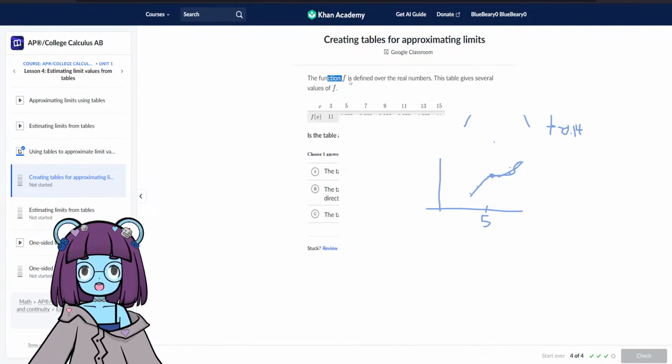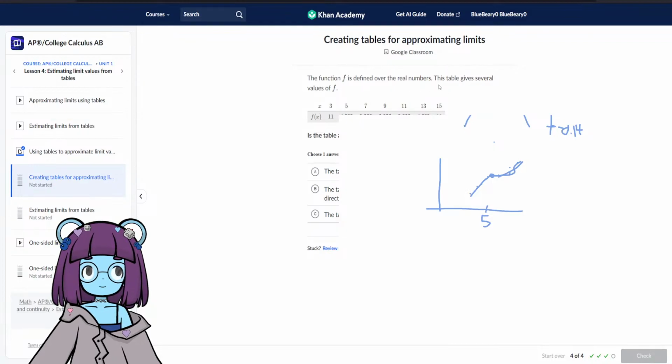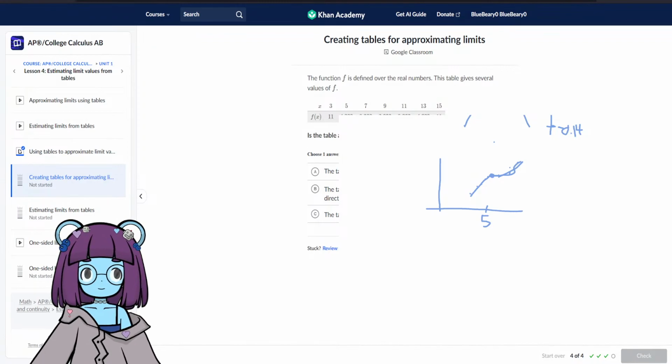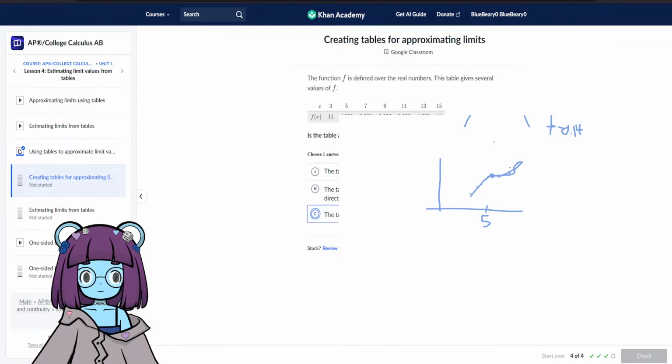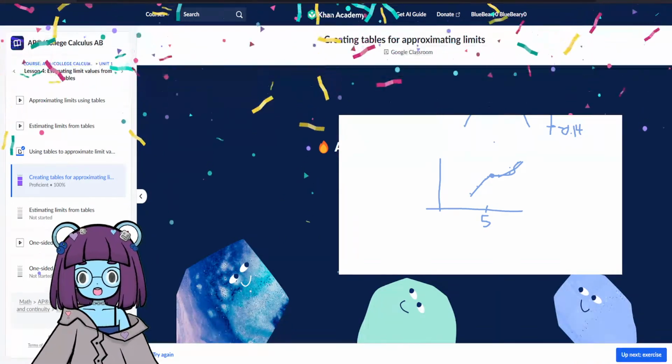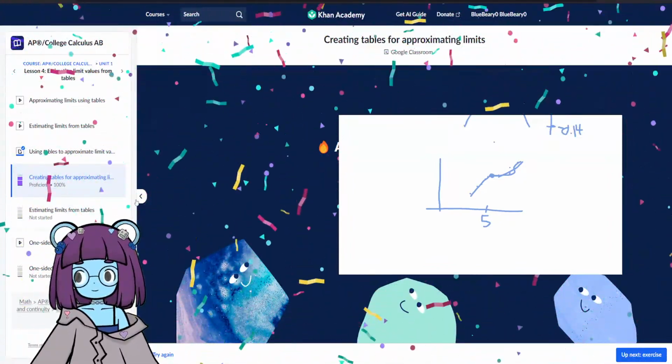The function f is defined over the real numbers. This table gives several values of f. Is the table suitable for approximating the limit as x approaches 9? It's all in increments, though. It's in both directions. Yeah, the table is not appropriate. Yay! 4 out of 4 correct again.